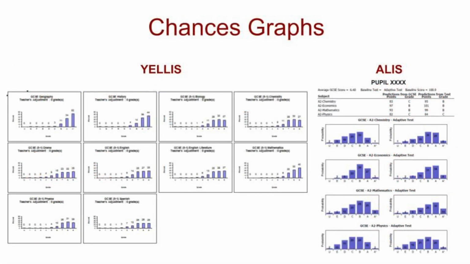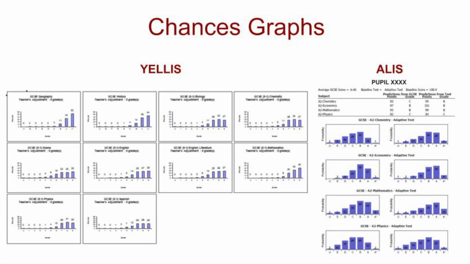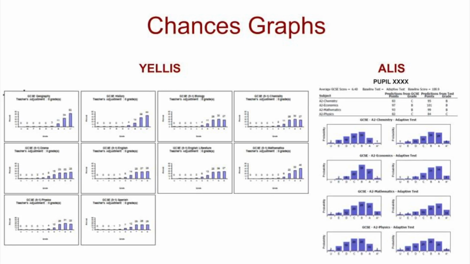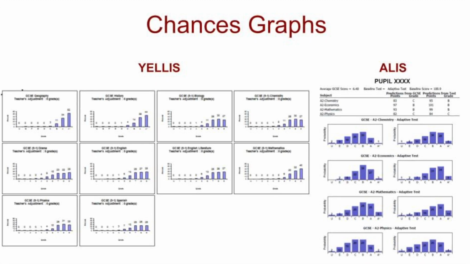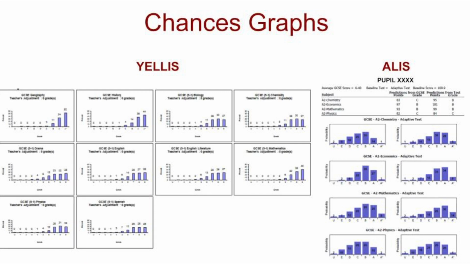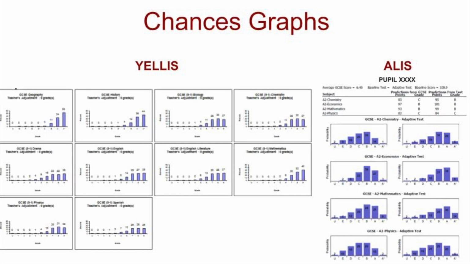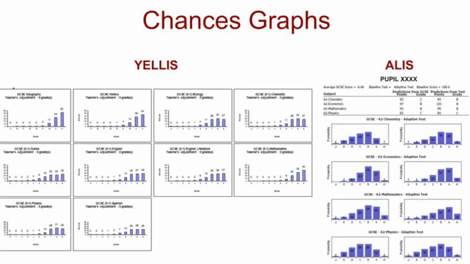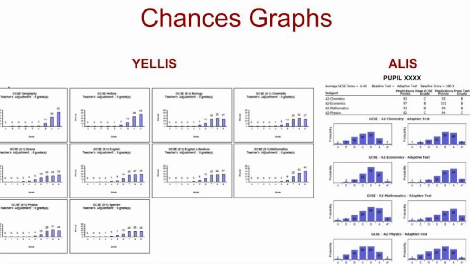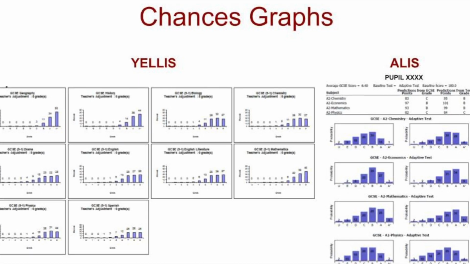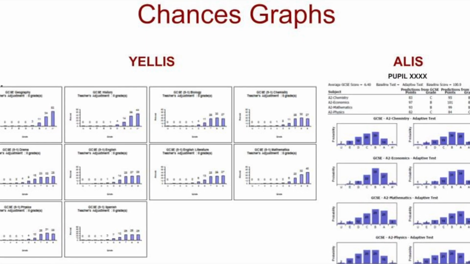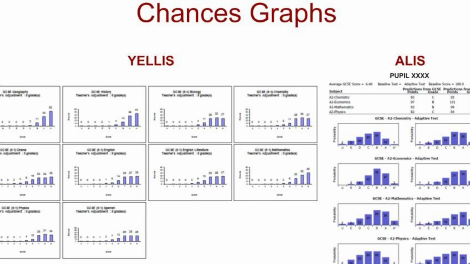The second part of the feedback are the chances graphs. This is only provided for YELLIS and ALIS, for students who will shortly be sitting external examinations. The YELLIS obviously provides more of these charts, as a student doing GCSE exams does many more subjects. It should be noted that there may not be a chart for every single subject a student is studying. This is because the charts are only produced if the sample size is big enough.